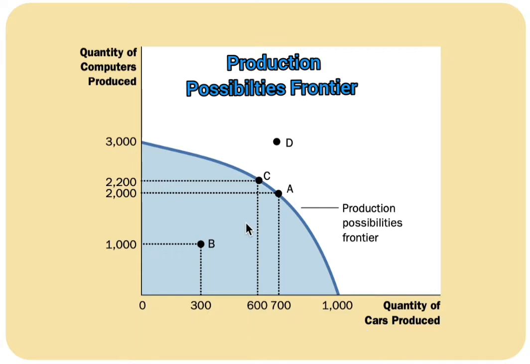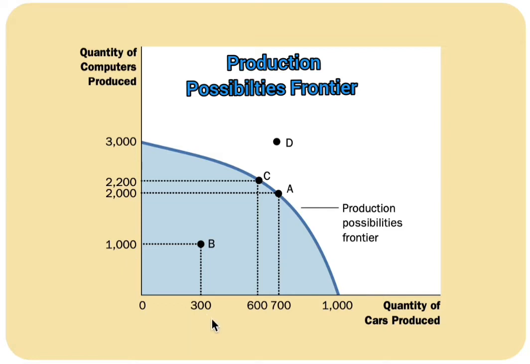There are 3 points mentioned over here, A, B and C. Point A suggests that if the economy is at point A, it would be producing 2000 units of computers along with 700 units of cars. If it is at point C, it is producing 2200 units of computers and 600 units of cars. Whereas if it is at B, it will be producing 1000 units of computers and 300 units of cars.